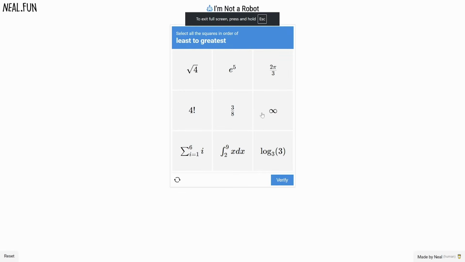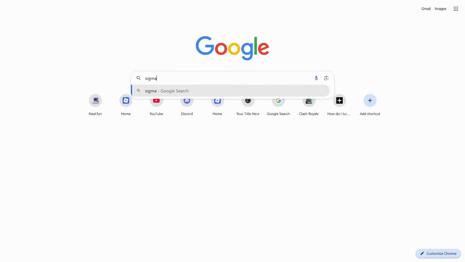Then this right here is of course infinity, so no need to calculate that one, that's always going to be the greatest. Then for this one with the sum sign, it's going to be read the following way, and that's how we're going to Google it as well. Sigma i equals 1 to 6 i. So let me type that into Google.